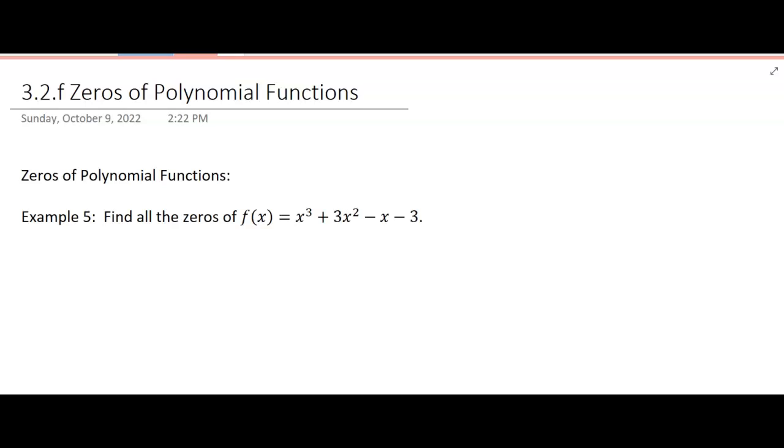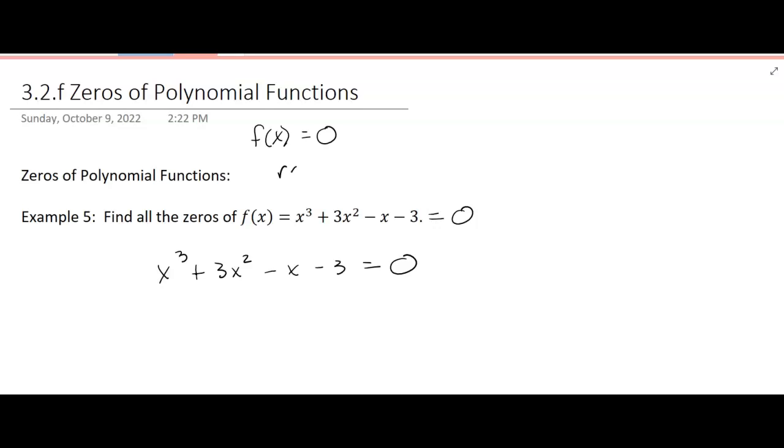So we're going to talk about zeros of polynomial functions, and that's kind of a big deal in this section. So we want to know the zeros are when f of x equals 0. Okay, so we're going to take this function they have and set it equal to 0. We're going to say, when does x cubed plus 3x squared minus x minus 3 equal 0?